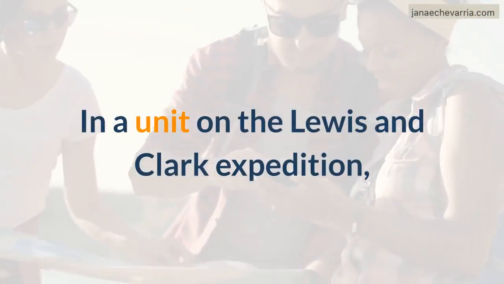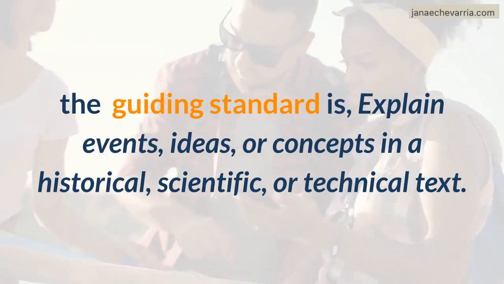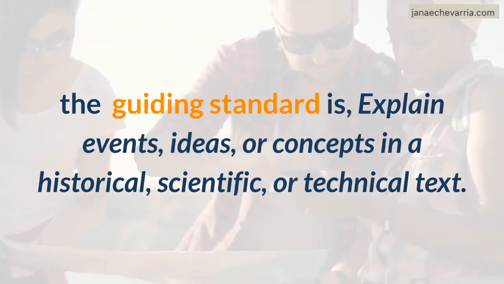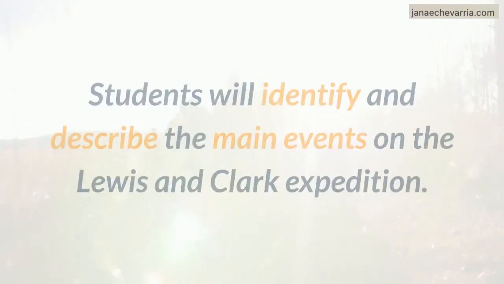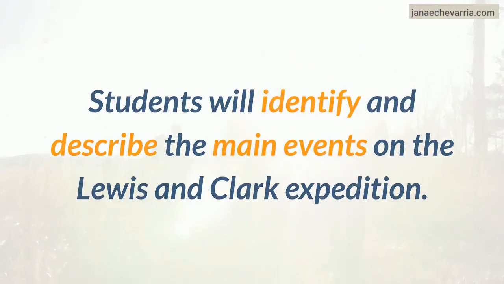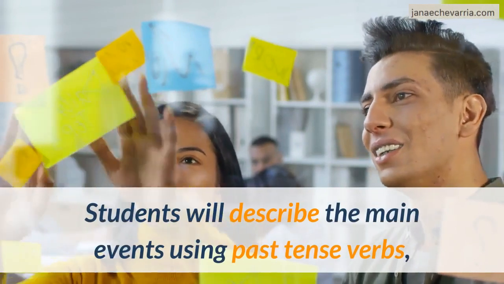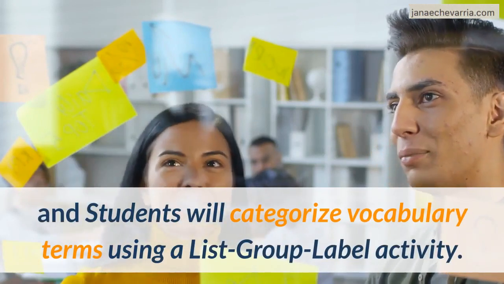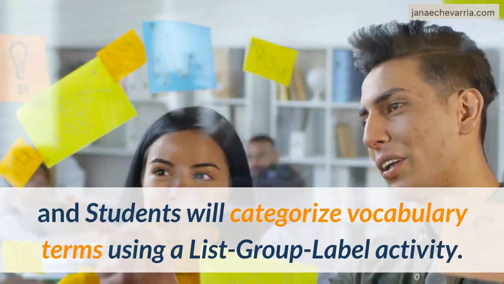In a unit on the Lewis and Clark expedition, the guiding standard is explain events, ideas, or concepts in a historical, scientific, or technical text. A content objective for a lesson in this unit might be "students will identify and describe the main events on the Lewis and Clark expedition." Language objectives might be "students will describe the main events using past tense verbs," and "students will categorize vocabulary terms using a list group label activity."